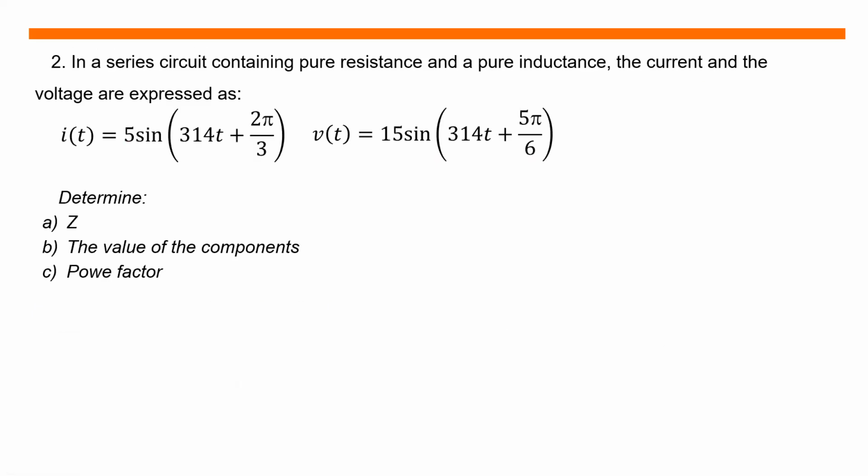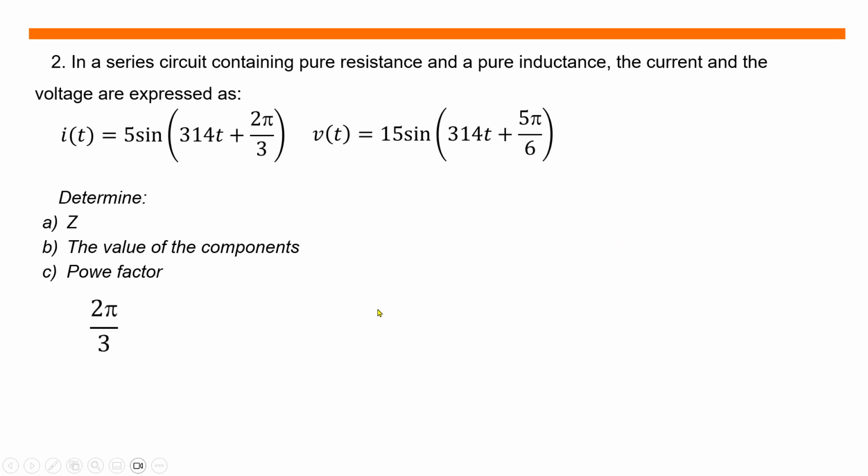Practice problem number 2. In a series circuit containing a pure resistance and a pure inductance, the current and the voltage are expressed as i equals 5 sine 314t plus 2 pi over 3, and the voltage is equal to 15 sine 314t plus 5 pi over 6. So we are asked to solve for the impedance, the value of the components, and the power factor.